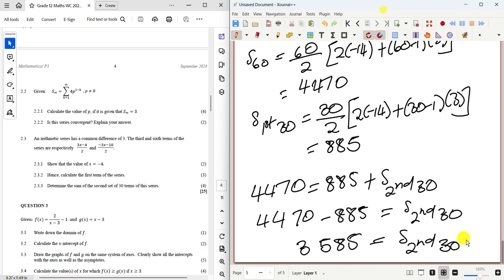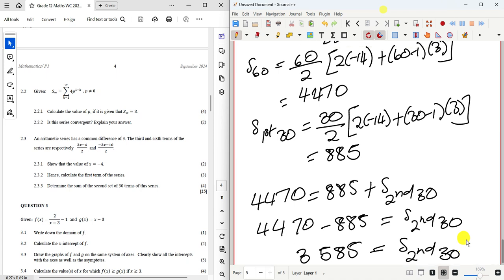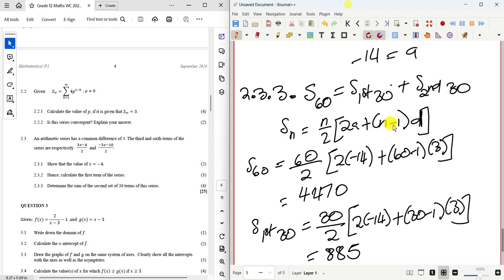If we knew the 31st term, maybe we could have just done this without any waste of time. You can also find the 31st term, and if you know it, you can use this formula the way that you know it. The 31st term would be the first term of the second set of 30.